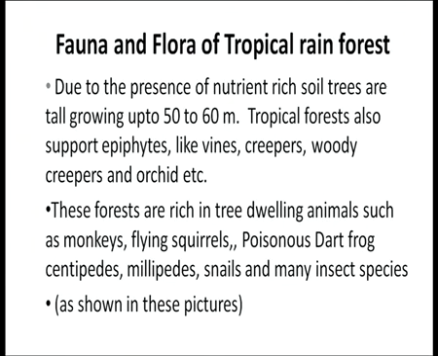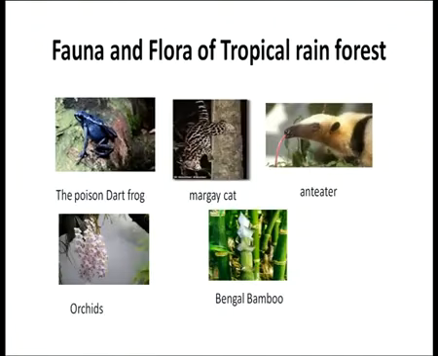The tropical forests also support epiphytes like vines, creepers, woody creepers and orchids, etc. These forests are rich in tree-dwelling animals such as monkeys, flying squirrels, poisonous dart frog, centipede, millipede, snail and many insect species. These are some examples which are found in the tropical rainforest as already discussed.